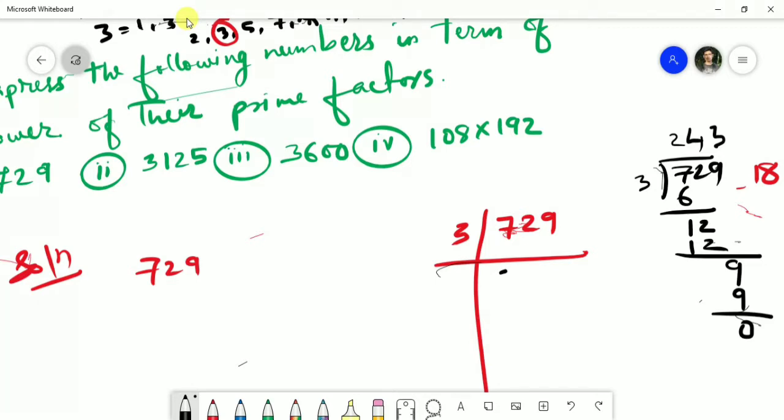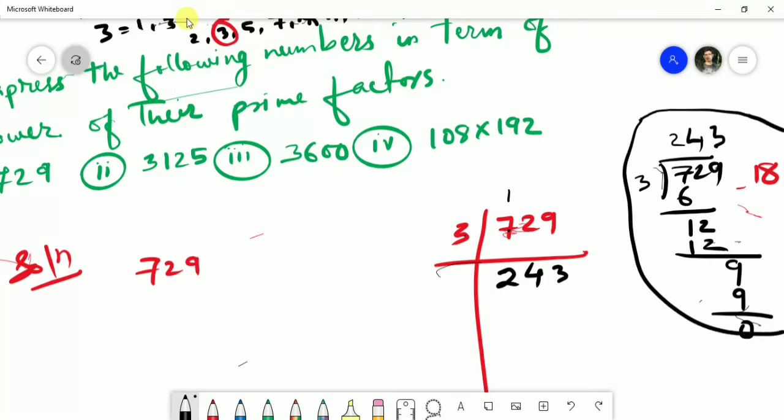Before I write this one, you can do it directly also. Let me teach you that as well. Look at the 3 and the 7. We know that 3 twos are 6, so 1 will be carried. 3 fours are 12. And last we have 9, so 3 threes are 9. So without doing the long division, we can do it easily. I hope all of you are understanding properly.